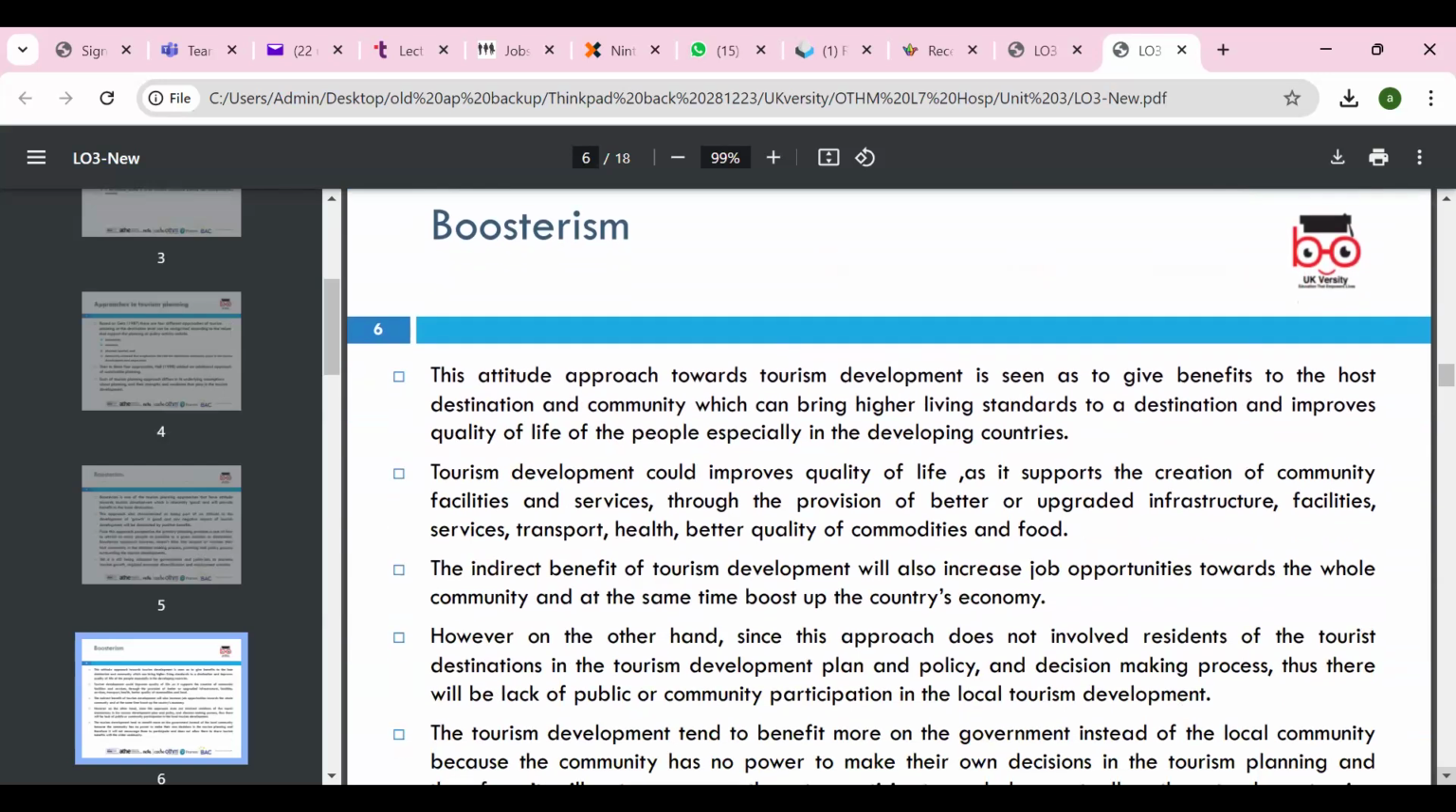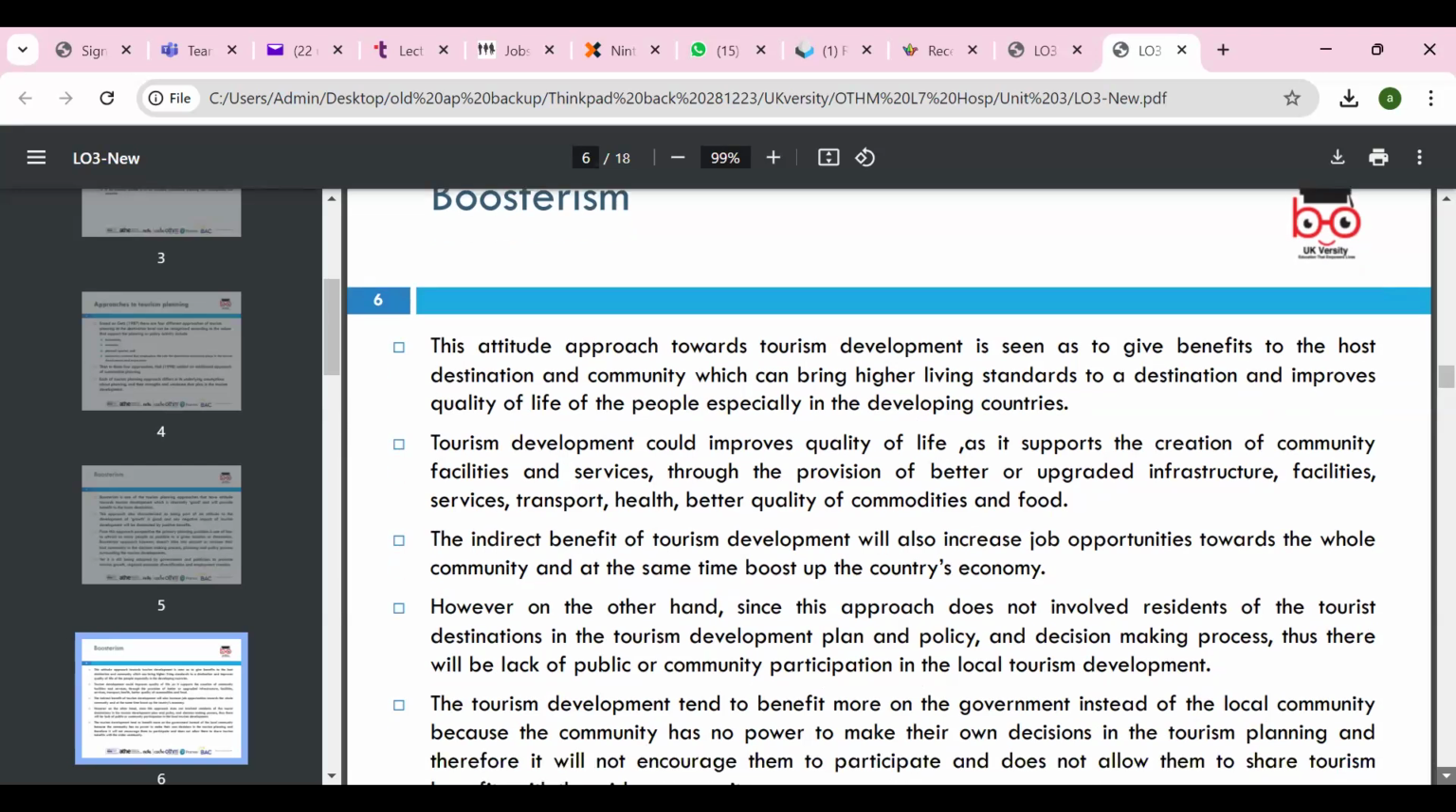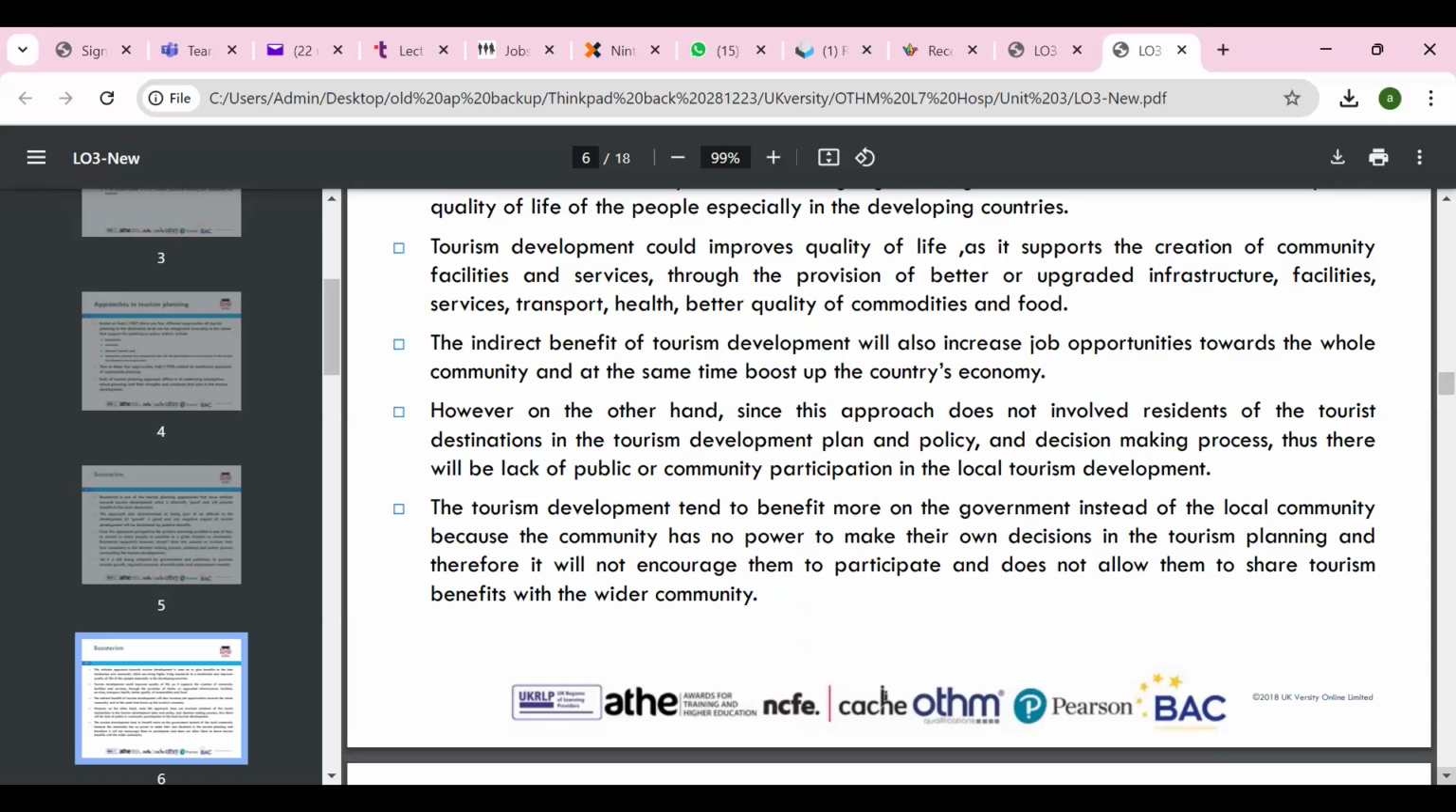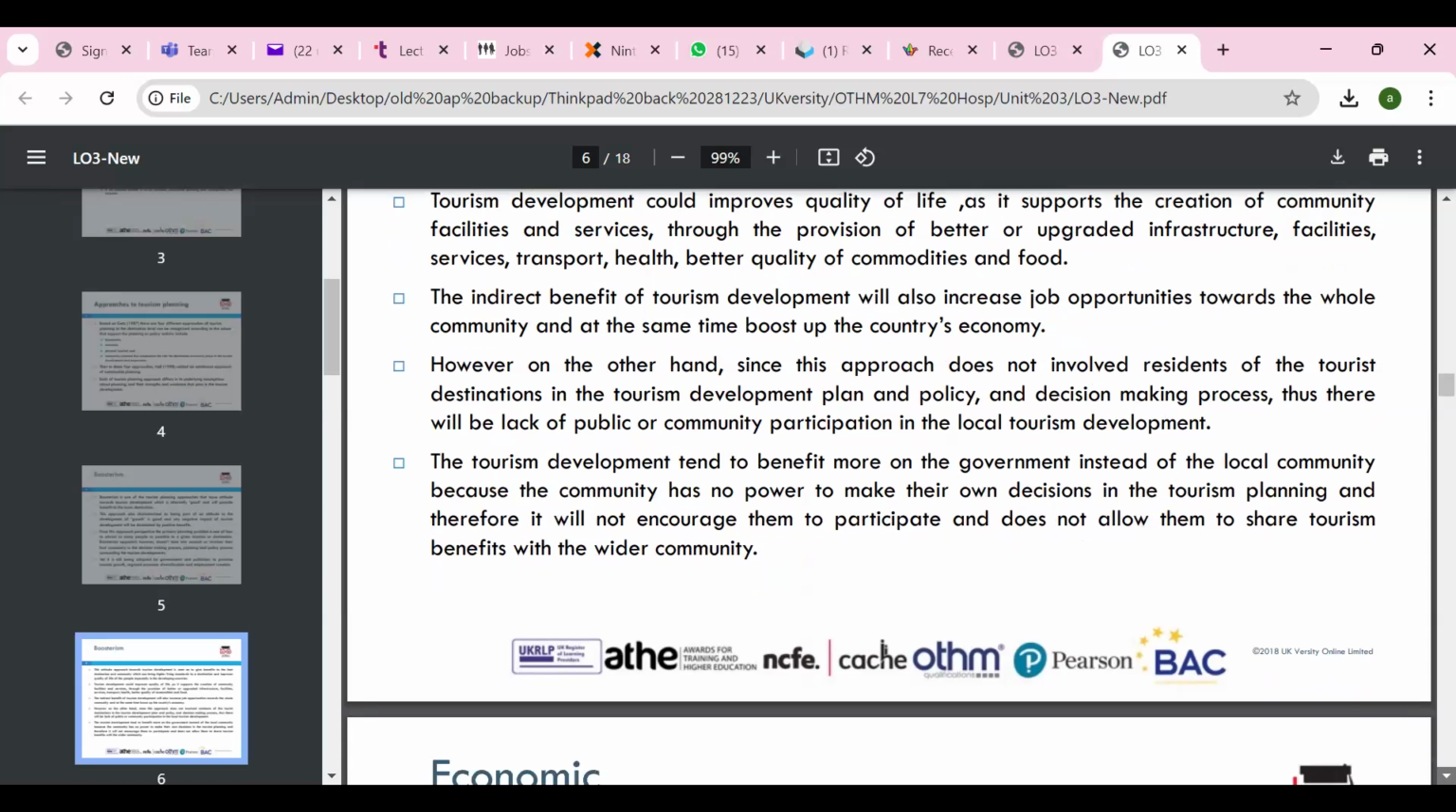When we say boosterism, the attitude towards tourism development is that it is seen as a given benefit to the host destination. There is a concept of home and host country: home is where you're from, and host is where you're doing the business. That is quite crucial. Tourism is seen as a benefit to the host destination and community. Living in the surrounding tourism development could improve quality of life, and the indirect benefits also increase job opportunities in the local areas and the country. However, since the approach does not involve the residents of the tourist destination in the plan, the policies and their concerns, we are not looking at the stakeholders' interests. They are not encouraged to participate, and it does not allow them to share the tourism benefits.